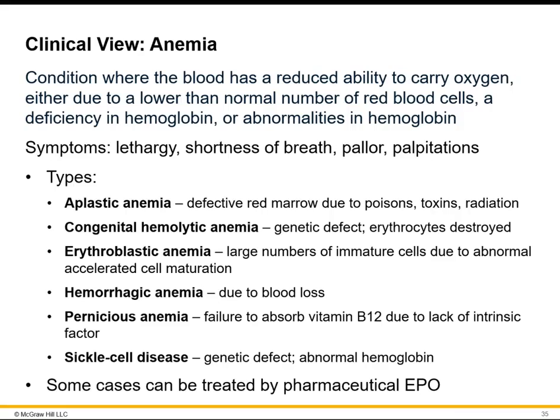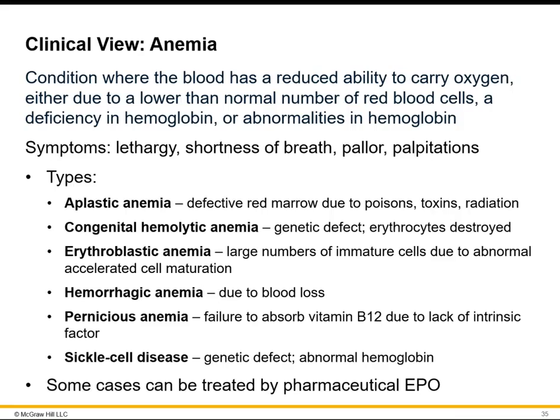So if you can't carry oxygen normally, you can't get it to your tissues where it's needed so that your tissues can make ATP, right? So you're going to have symptoms of lethargy. You're tired, you're fatigued, you don't have enough energy because you're not getting oxygen to the tissues where energy can be made. You can also get shortness of breath, pallor, which is a pale skin tone, and palpitations.